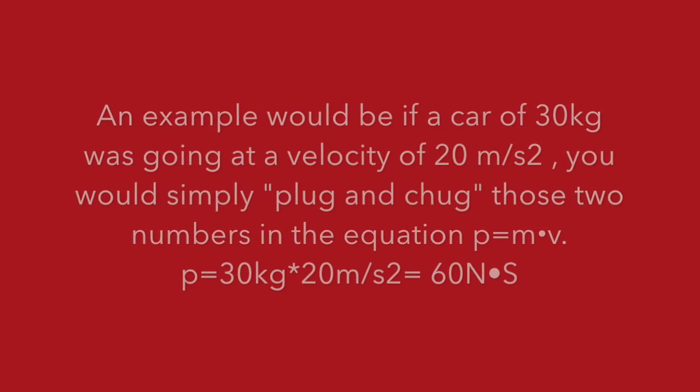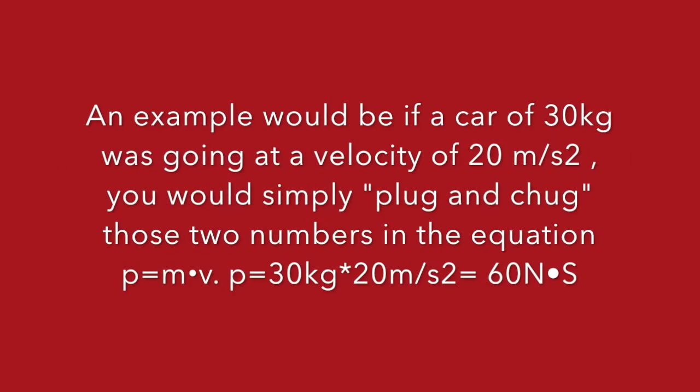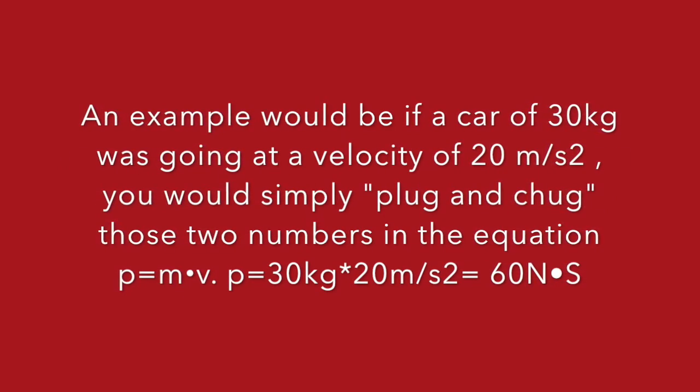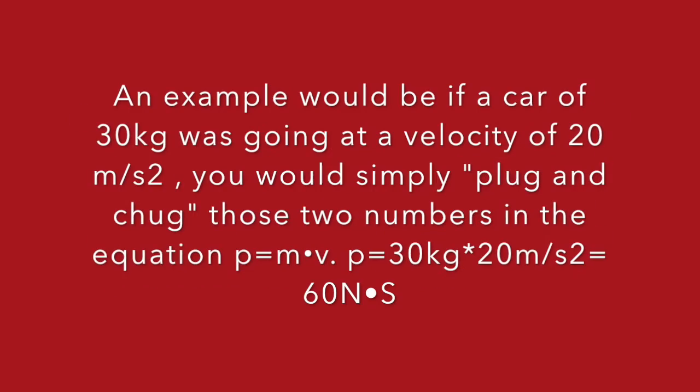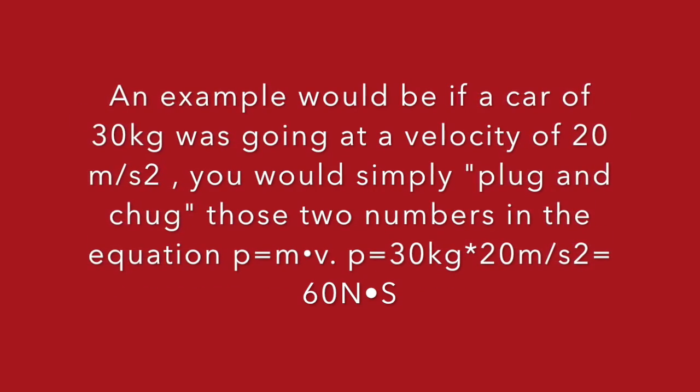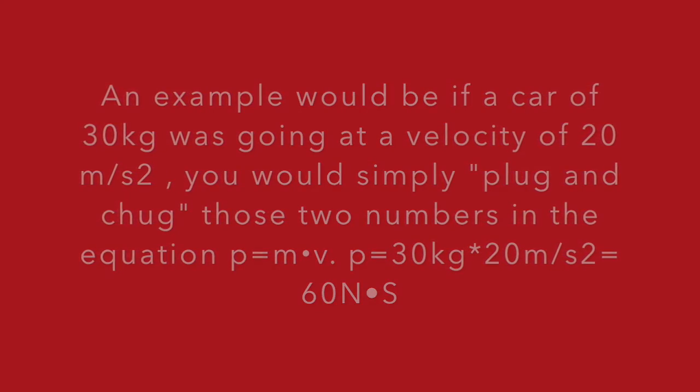An example would be if a car of 30 kilograms is going at a velocity of 20 meters per second squared, you would simply plug and chug those two numbers in the equation mass times velocity. So it would be 30 kilograms times 20 meters per second squared equals 60 newton seconds.